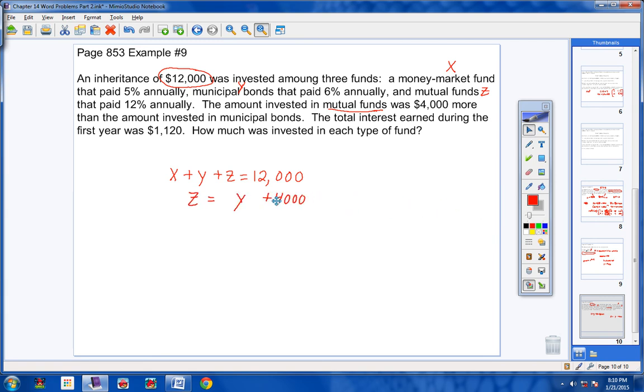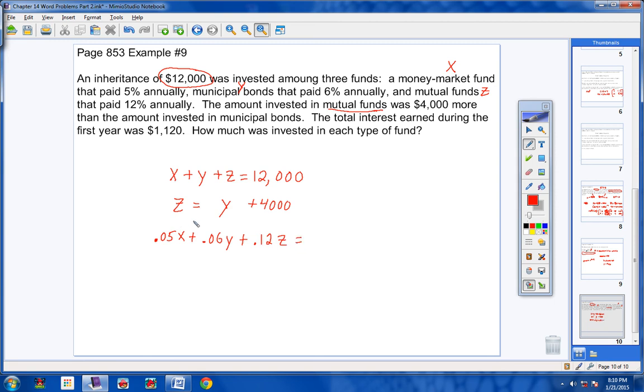Now, let's see if we come up with a third equation here. And I think I see it right here. Look, it tells you what percentage was given to you. X, money market, was 5% annually. So I'm going to take my X and multiply it by 0.05. Plus Y was paid 6% annually. So 0.06 Y. Plus Z was paid 12% annually. So 0.12 Z.